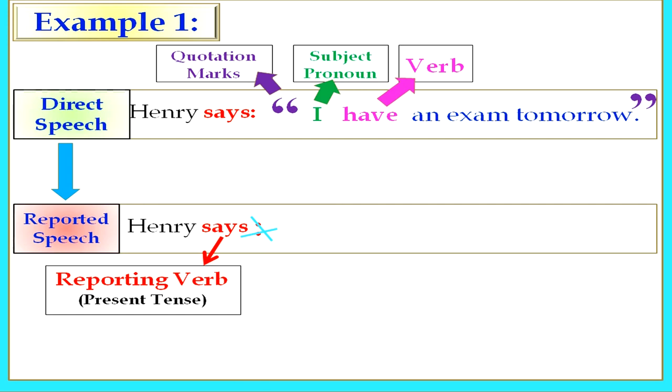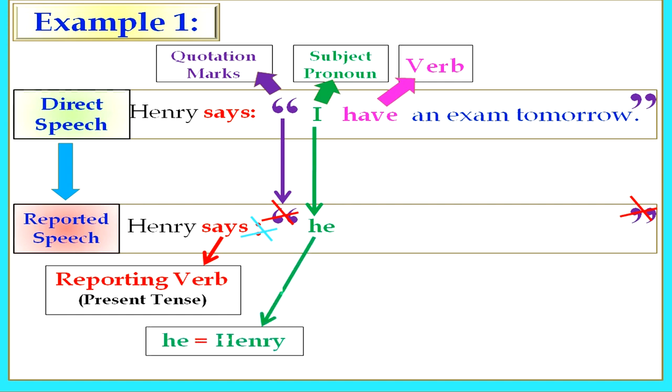Next is the quotation marks. Do we need to use the quotation marks in reported speech? Of course not. Let's finish the rest of changes. The subject pronoun I is changed into he in reported speech. Why? Because he refers to Henry. In direct speech, the speaker, I, that was Henry. But now the speaker is Mary. So Mary can't use the subject pronoun I without change, because I refers, as I said before, to Henry.